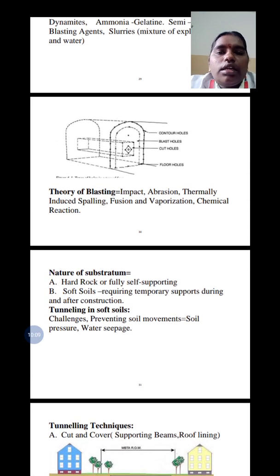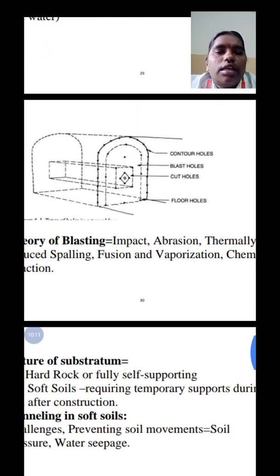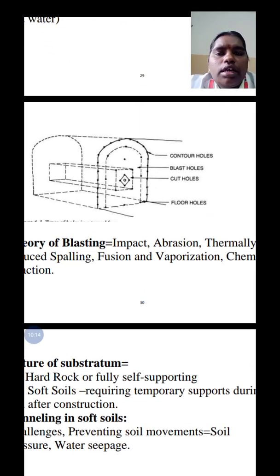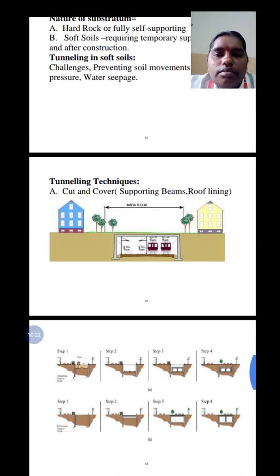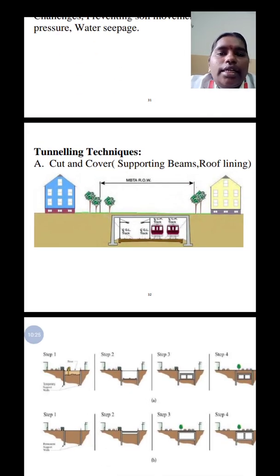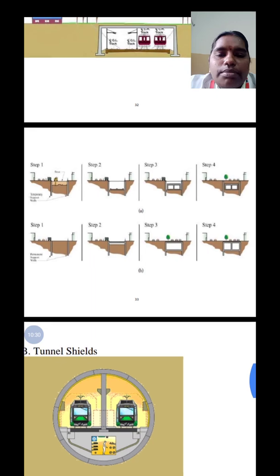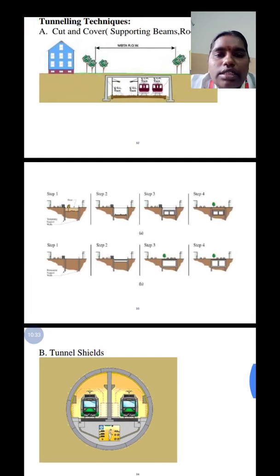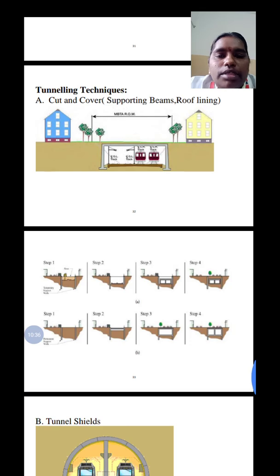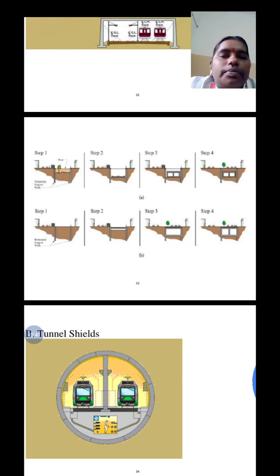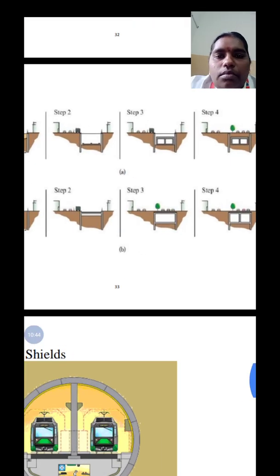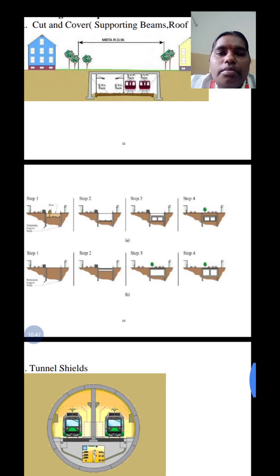Next one, this picture shows the tunnel parts. This is the semicircular roof. This is the tunneling techniques. First one, cut and cover method. These are the steps in cut and cover method. For first step, supporting beams are provided. Then the excess material is excavated. Then concrete slabs are fitted.